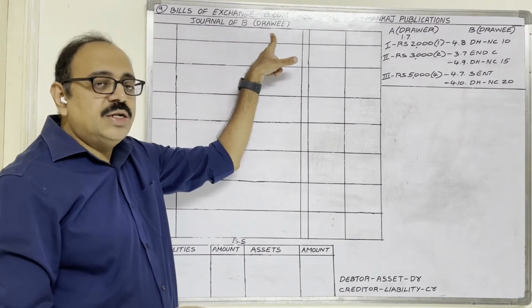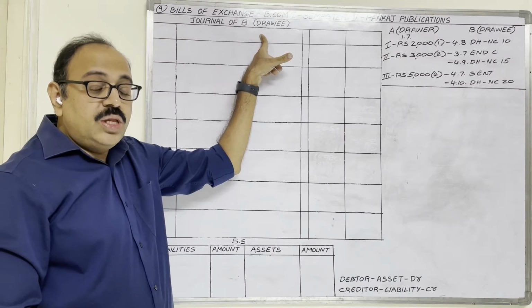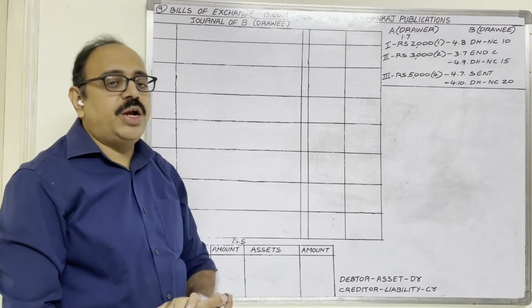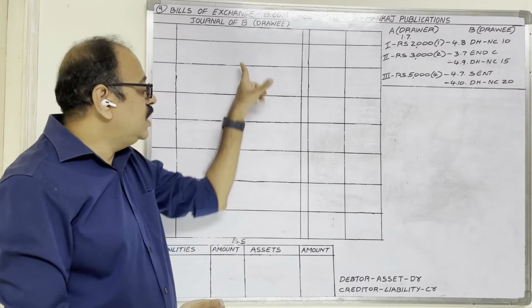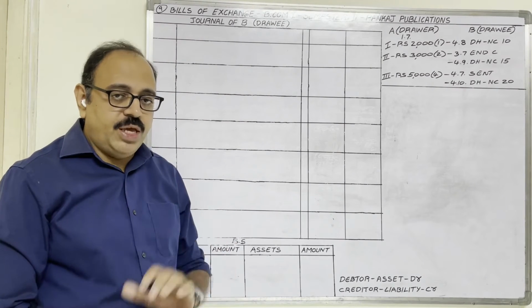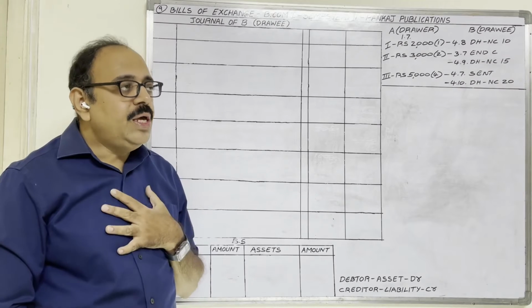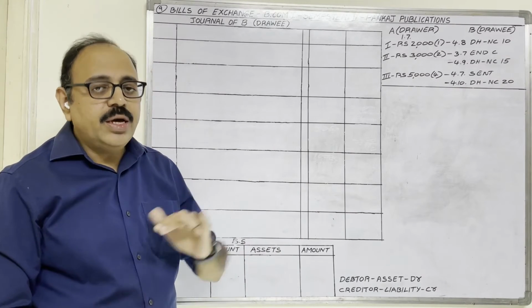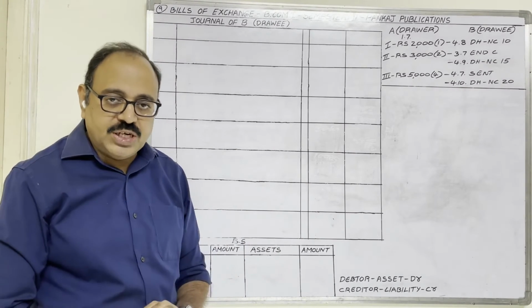In brackets it is mentioned that he is a drawee. So think all the transactions from B's point of view now. Because we are writing journal entries in B's books, our assumption is we are an accountant of B. First, what happened? B purchased goods from A on credit. For that we should write the first entry.